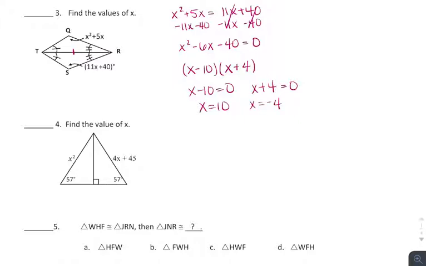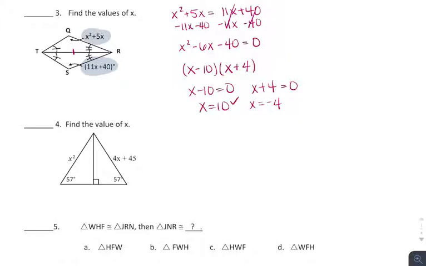Our last step is to plug them into our 2 original equations. So when we plug 10 into x squared plus 5x, we're going to get a positive number. If we plug 10 into 11x plus 40, you get a positive number. So 10 checks out. It is a valid answer.